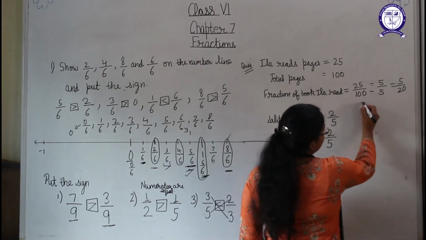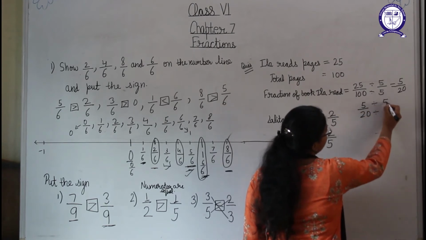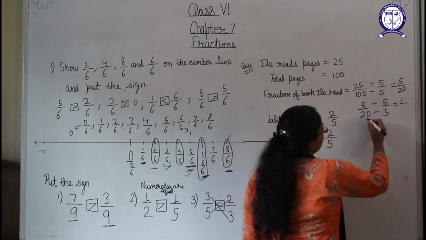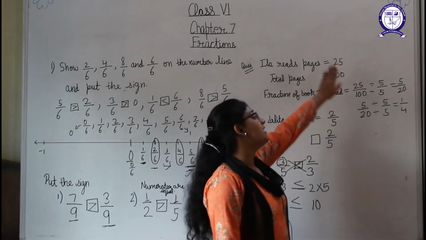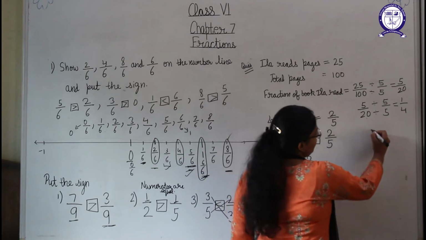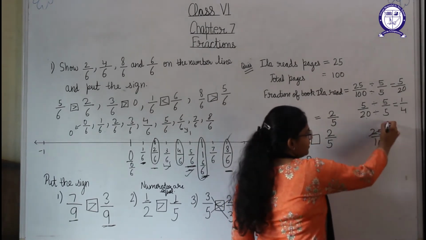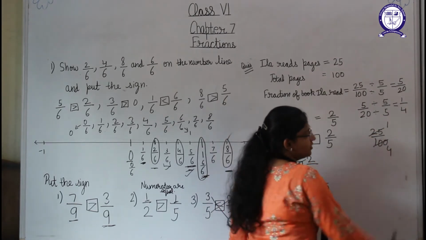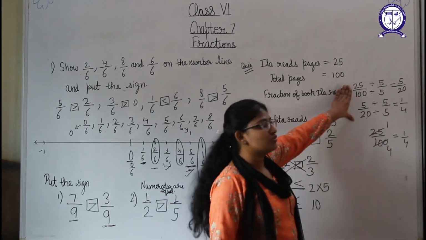Now again 5 by 20 can be divided by 5 again. So here 5 divided by 5 is 1 and 20 divided by 5 is 4. Okay, and you can also simply divide both of them by 25. Here what we can do, as 25 by 100 is given to us, it means 25 ones are 25 and 25 fours are 100. So the answer will be 1 by 4. And we are getting it like this also, 1 by 4.